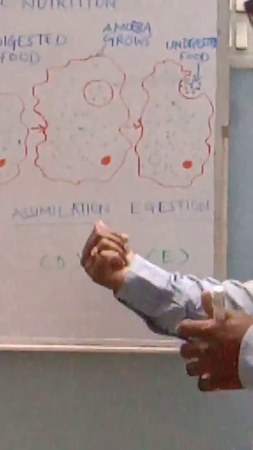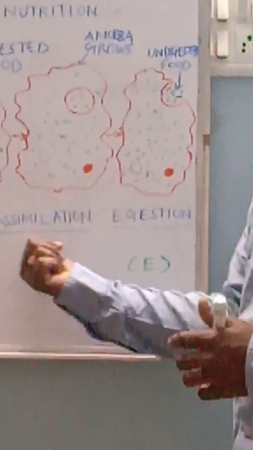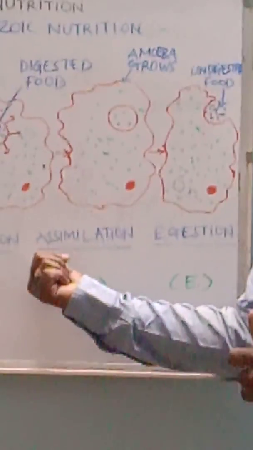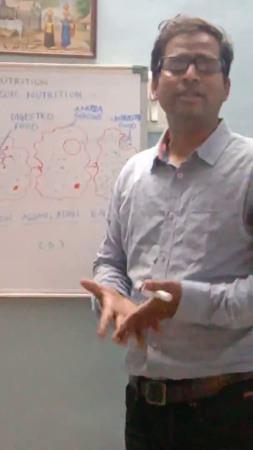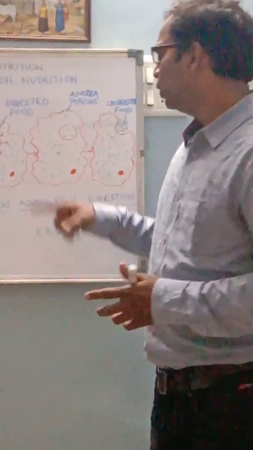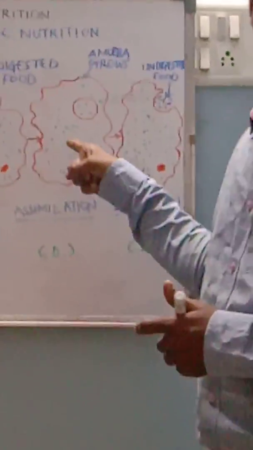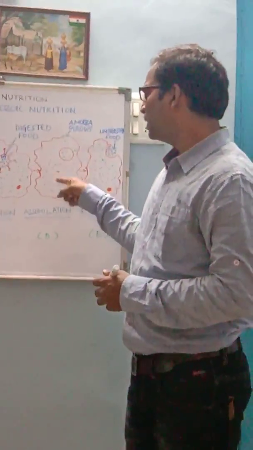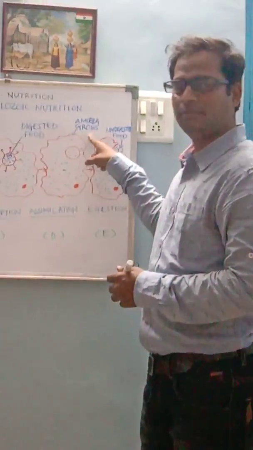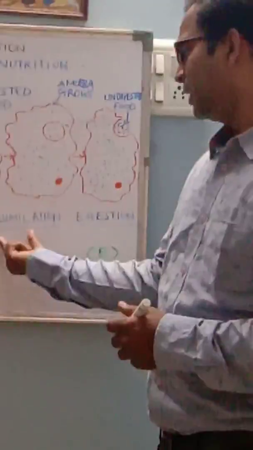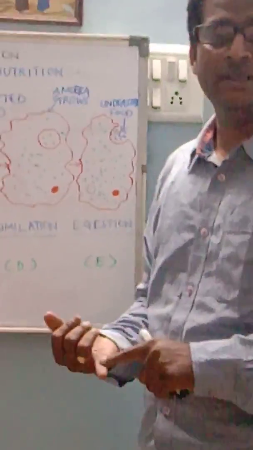Now after absorption, step number 4 we call as assimilation. Now what is the meaning of the word assimilation? Assimilation is nothing but utilization of food to generate energy, that is ATP, and utilization of the same food for growth. So assimilation is utilization of food by organism to generate energy.